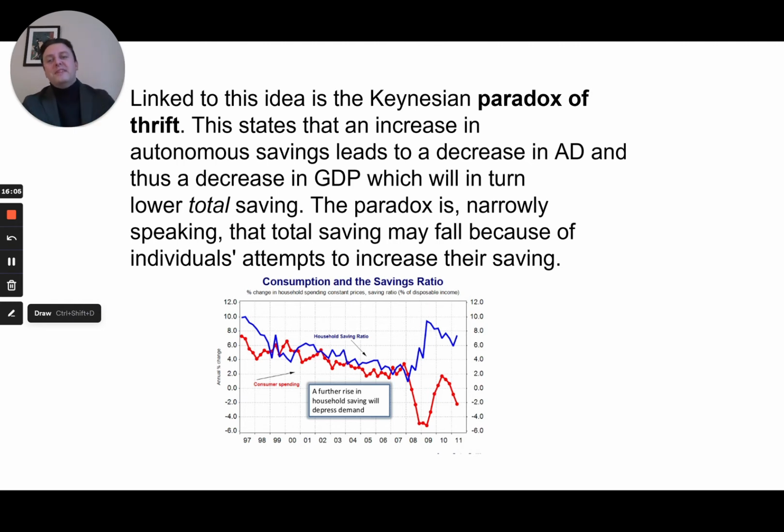So if you're not spending your money, you're saving it. You've got two choices in what you do with your money. You can spend it or you can save it. Now, if everyone saves it, then they are not spending money in the economy.